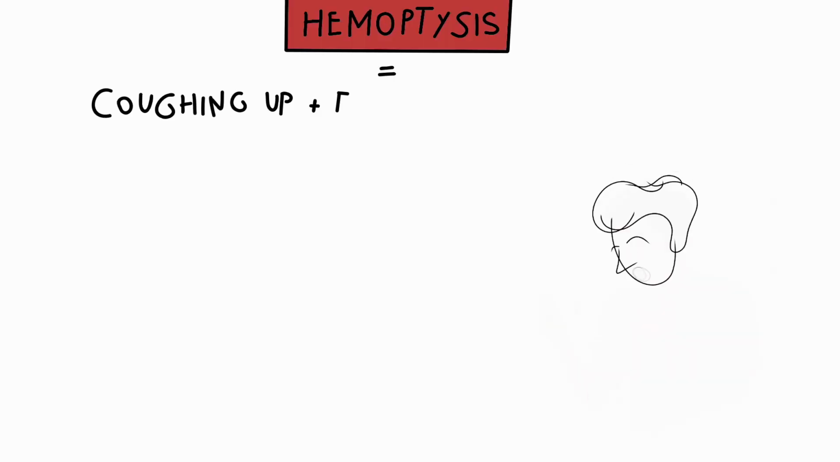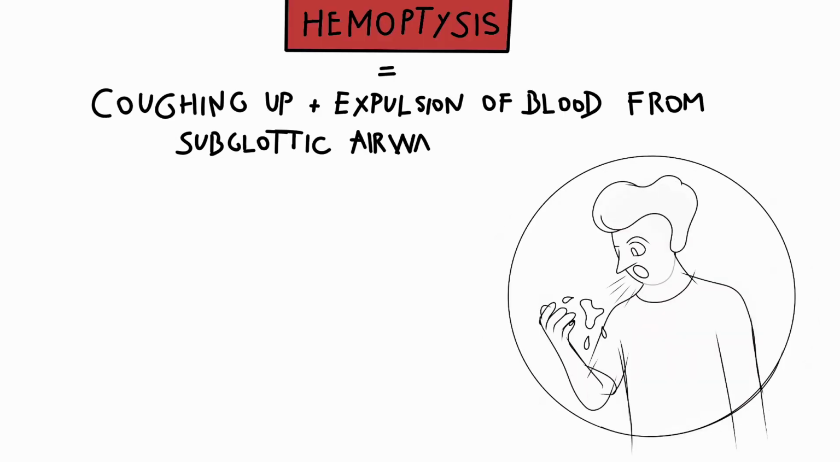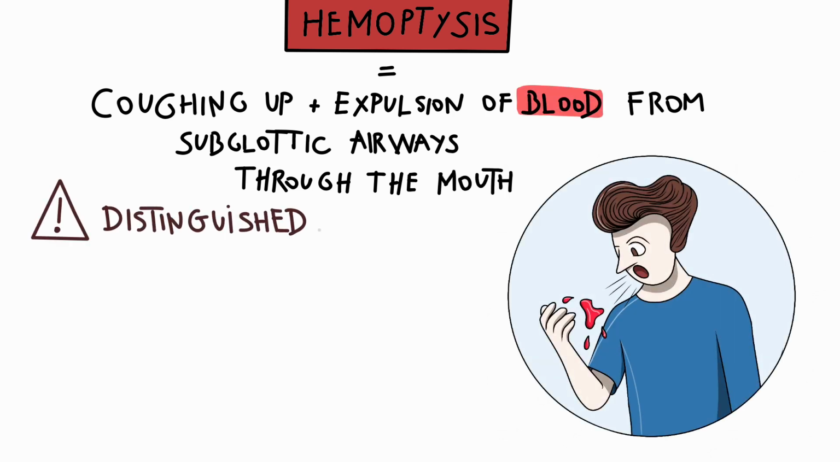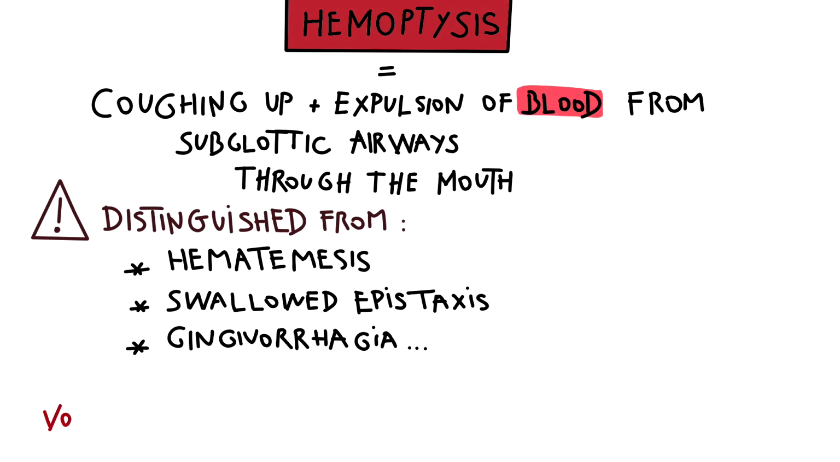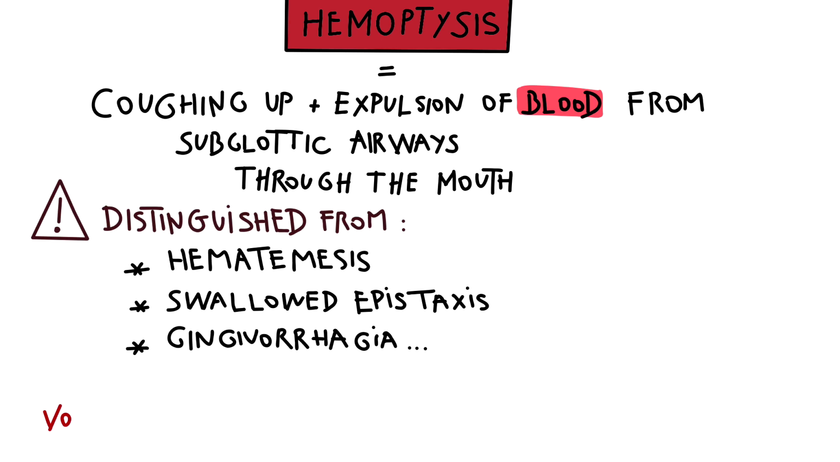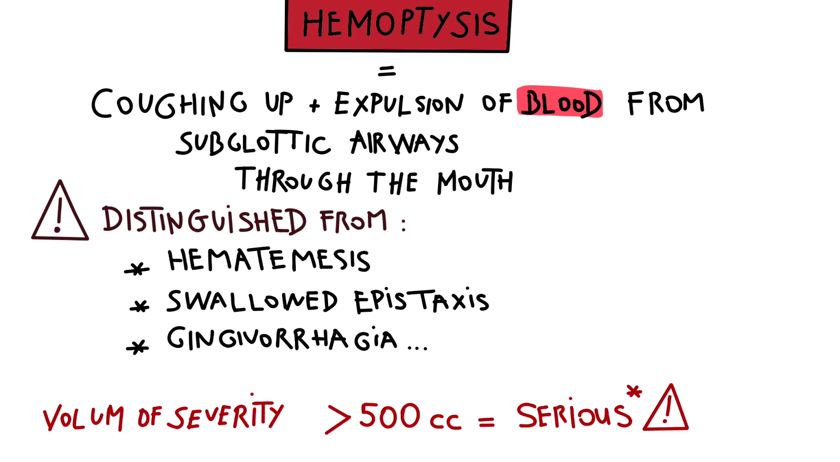Hemoptysis is the coughing up and expulsion of blood from the subglottic airways through the mouth. It must be differentiated from other medical conditions such as hematemesis, or blood vomited while vomiting, swallowed epistaxis, or nasal bleeding swallowed, and gingivorrhagia, or blood coming from the gums. The volume involved determines the severity of hemoptysis, with more than 500 cc considered to be a serious prognosis.